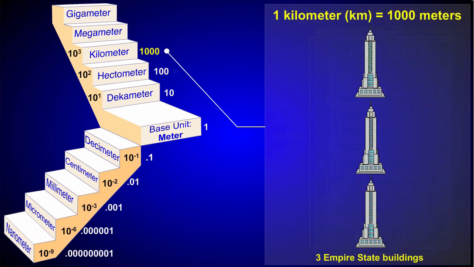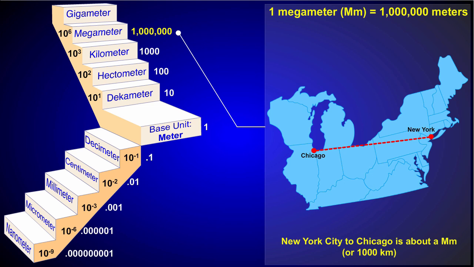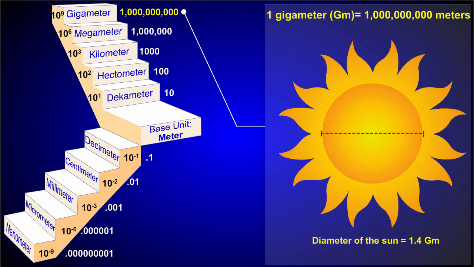Kilometers are 1,000 times larger than a meter, or about the height of 3 Empire State Buildings stacked end to end. A megameter is 1,000,000 times larger than a meter, or the equivalent of 1,000 kilometers. The distance from New York City to Chicago is a little over a megameter. A gigameter is equivalent to 1,000,000,000 meters. The mean diameter of the sun is about 1.4 gigameters.